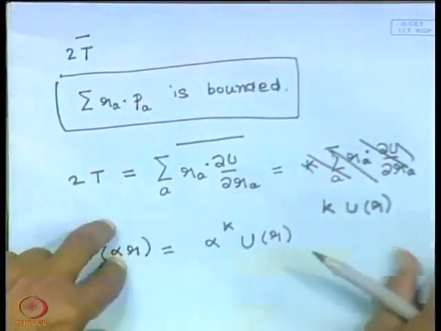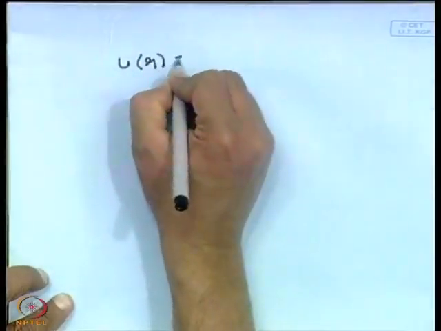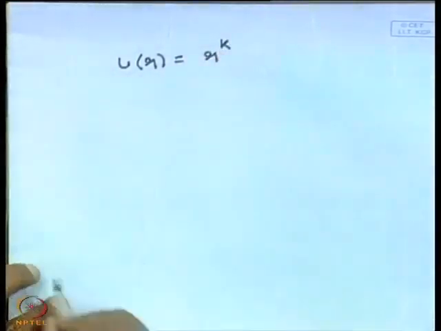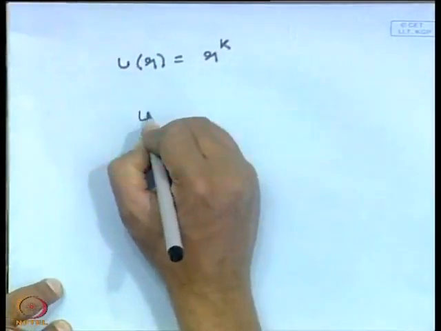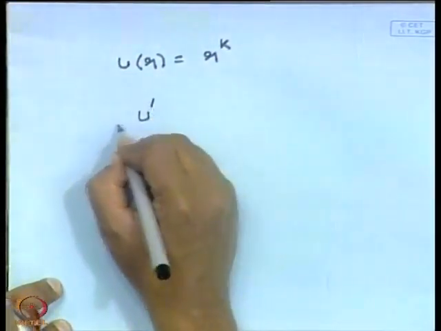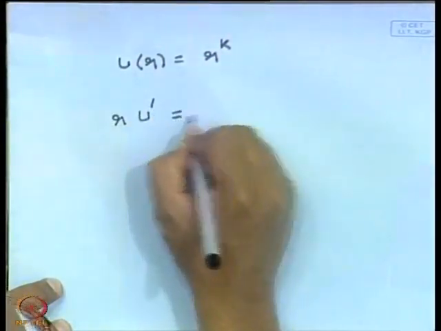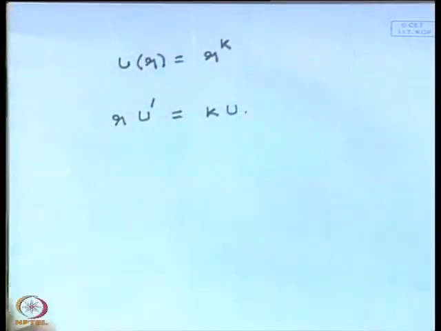Okay, so let me just give you an example. Suppose U is a power law. Now if you differentiate it with respect to r and multiply with r, so U prime into r, you can see that it is k into U. Okay.